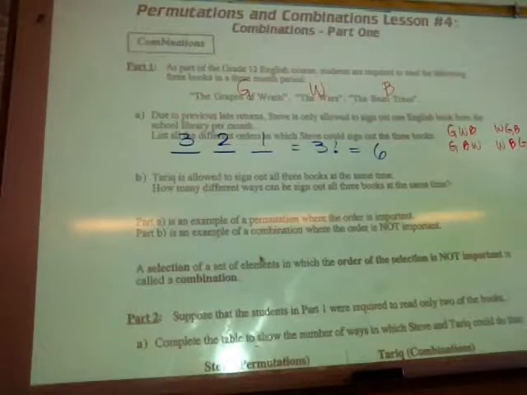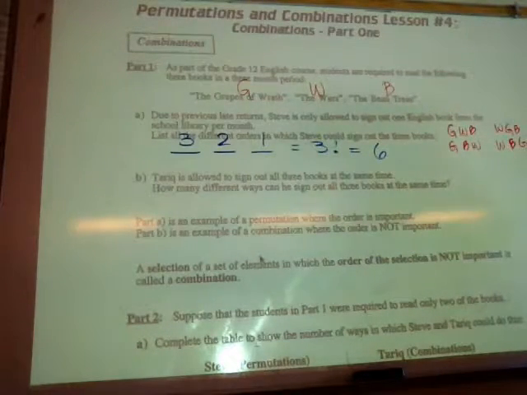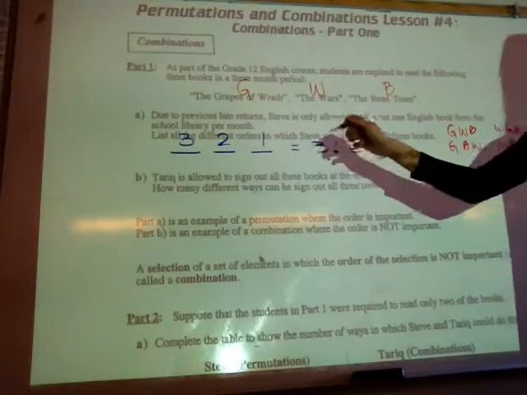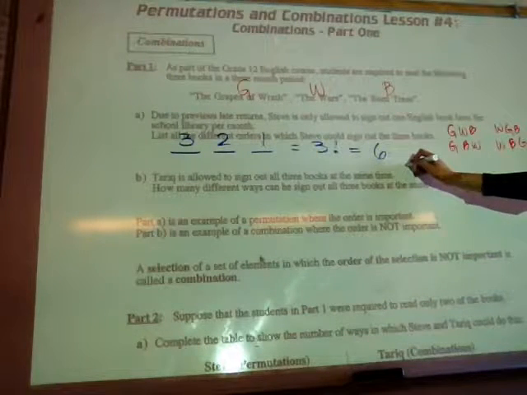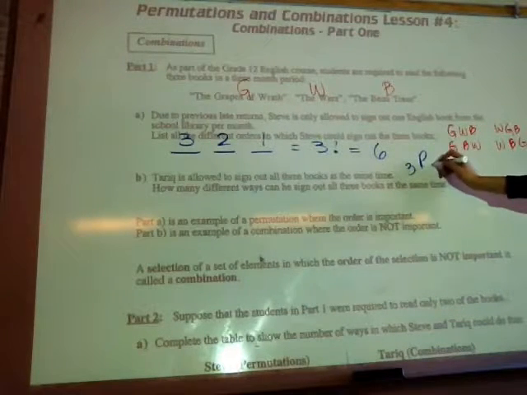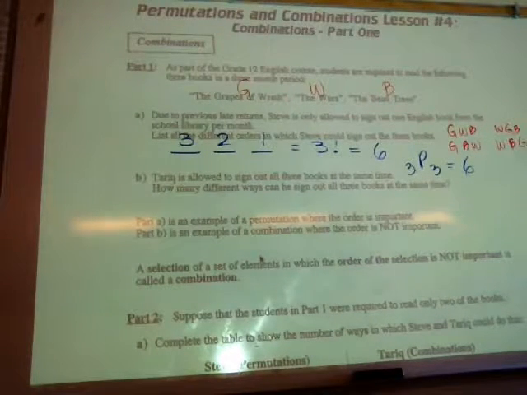But rather than writing out all those arrangements, we can just use factorial, or the fundamental counting principle. Or, how many books do we have? 3, and we're picking? 3. That would equal 6 as well. So there's a few different ways you can do this question.